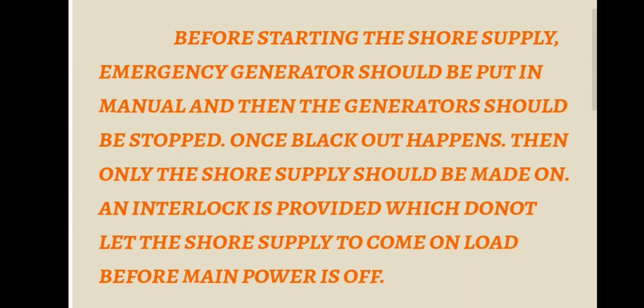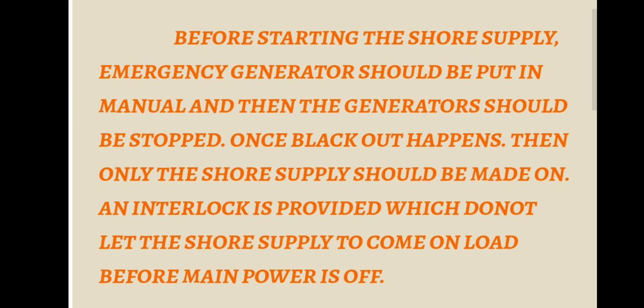Before starting the shore supply, the emergency generator should be put in manual, because our main generator should be stopped, and in order to avoid that once the blackout happens the emergency generator automatically takes on load. Only then should the shore supply be made on, and an interlock should be provided which does not let the shore supply come on load before the main power is off. You understand? Because interlock should be provided so that only one power source comes on at a time, otherwise both will be cut off at a time and we will have a kind of blackout situation.